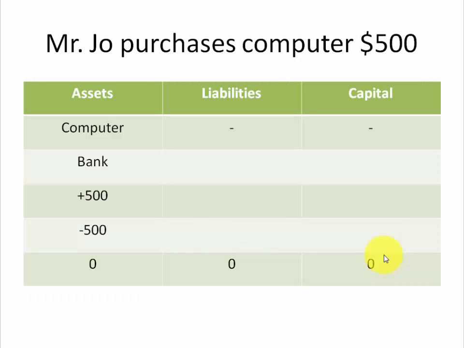Second transaction. Mr. Joe purchases a computer worth 500. In this case, only assets are affected by this transaction, computer and bank. Now, bank is reduced by 500 and computer is increased by 500. So the net effect is plus 500 minus 500 is equal to 0. So the accounting equation is 0 is equal to 0 plus 0.